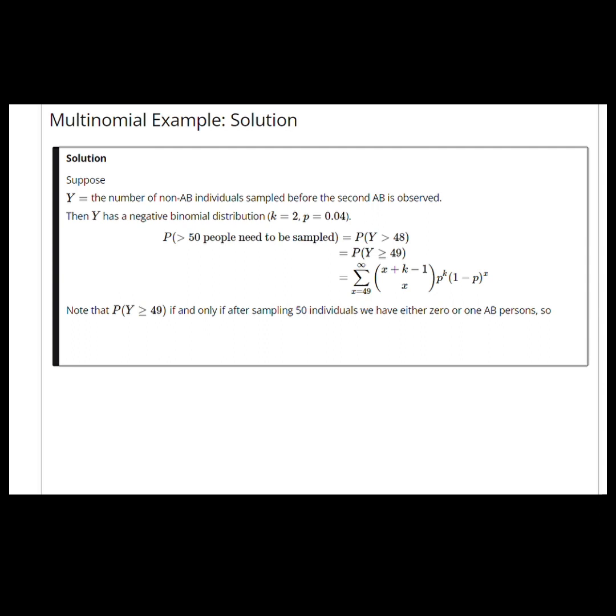Alternatively, y is greater than or equal to 49 if and only if, after we sampled the first 50 individuals, we have either 0 or 1 AB individuals. So the probability y is greater than or equal to 49 is, using binomial probabilities, 50 choose 0 times 0.96 to the power 50, that's the probability of no AB individuals in the first 50, plus the probability of exactly 1, 50 choose 1 times 0.04 times 0.96 to the 49, and that's about 0.4005.